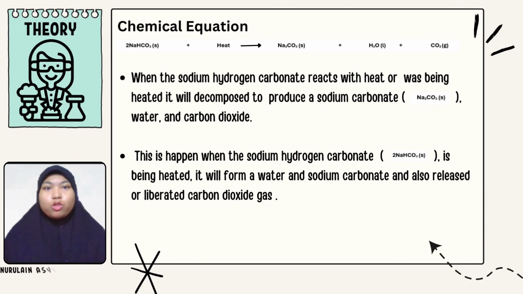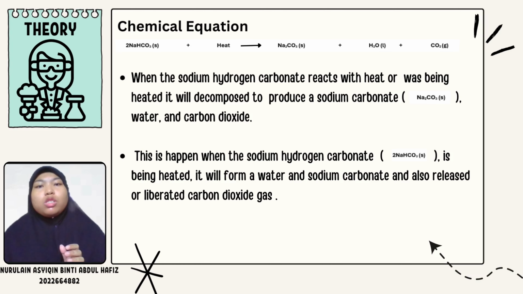Hi and Assalamualaikum. In this slide, I will explain the theory of the determination of carbon dioxide and water in sodium hydrogen carbonate. The chemical equation for this experiment is 2NaHCO3 plus heat produces Na2CO3 plus H2O plus CO2. When the sodium hydrogen carbonate is heated, it will produce sodium carbonate, water, and also carbon dioxide gas.